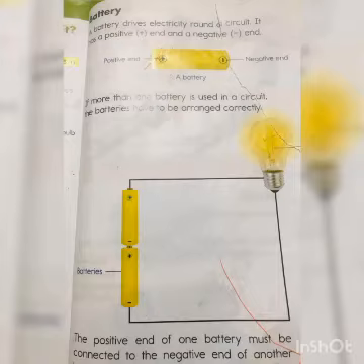Now you can see they have given you two batteries over here, and the circuit will be completed with these two batteries if we arrange them in a correct way. So what is the correct way to arrange the batteries? The positive end of one battery must be connected to the negative end of another battery.